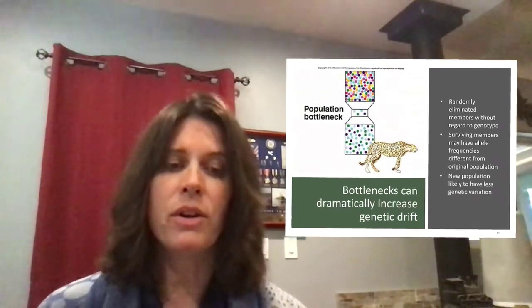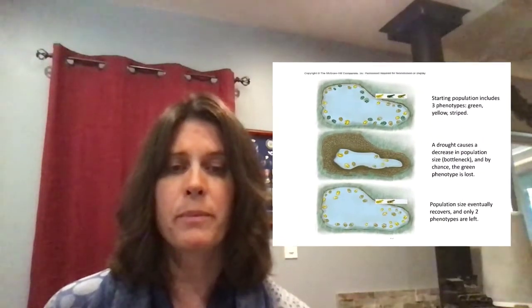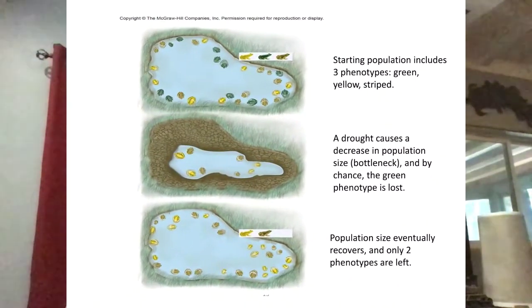So let me give you another example of a bottleneck, just in a different way. So here in the top picture, it shows you a pond with frogs in it. And you can see there are 3 phenotypes of these frogs. There's green, there's yellow, there's striped. These are all the same species because it's a population of this frog. Well, they experience a drought.